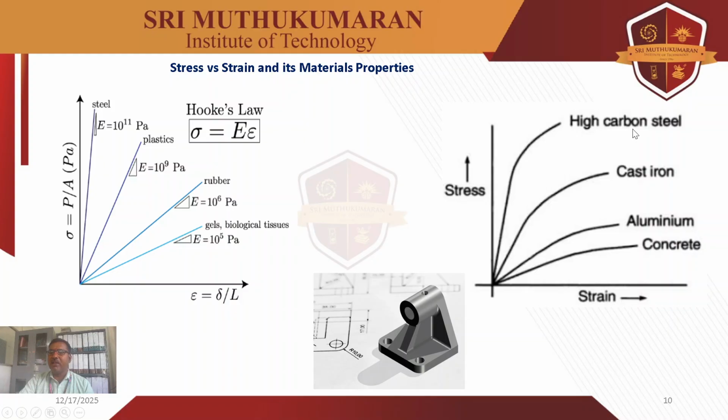High carbon steel has a high strength-to-weight ratio and high strength, but not much deformation. It is somewhat brittle in nature. Cast iron has high strength. Aluminum has low strength, but the deformation is more. You know very well that under loading, the deformation of aluminum increases. The concrete is the same. This is a stress-strain example.